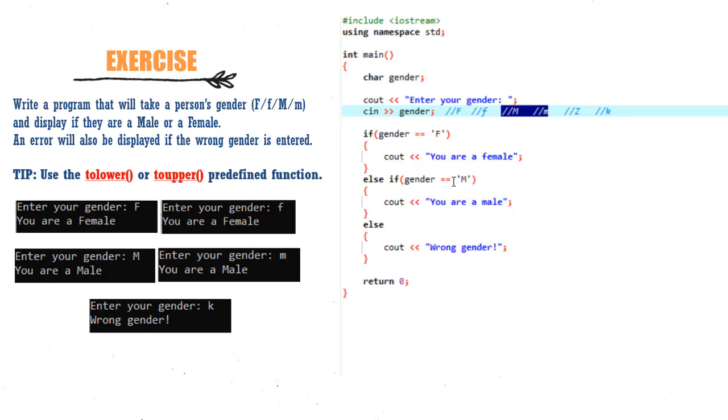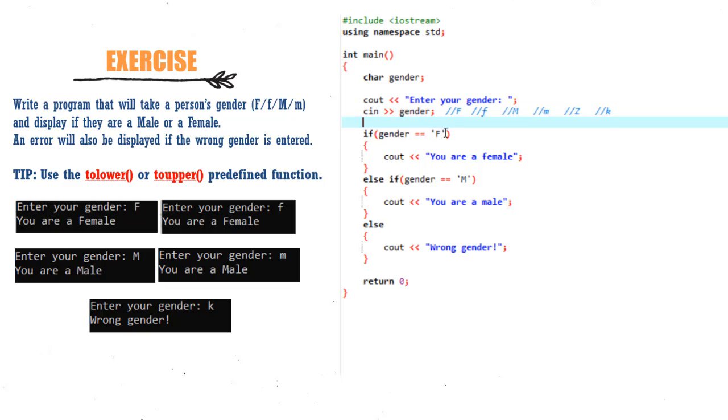There are two ways for you to do this. The manual way is for you to do OR: you write here OR gender equals a small f. This way is possible, but there's an easier way instead of writing the same thing over and over again. Instead, we can use a predefined function that allows us to convert the letter that the user enters to any case that you want.